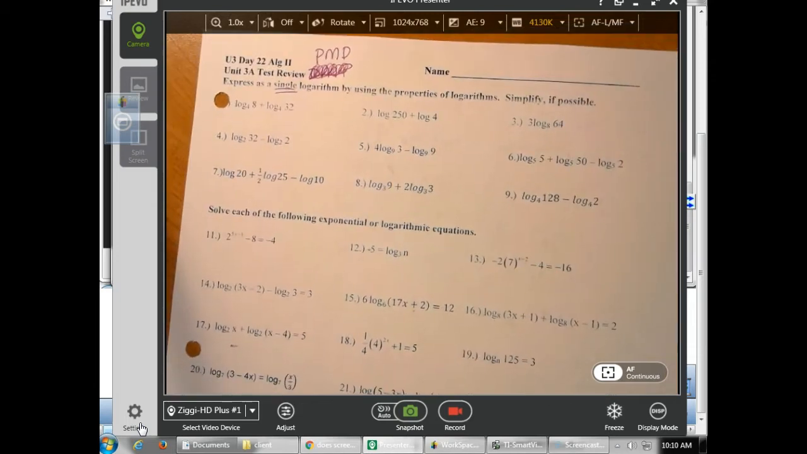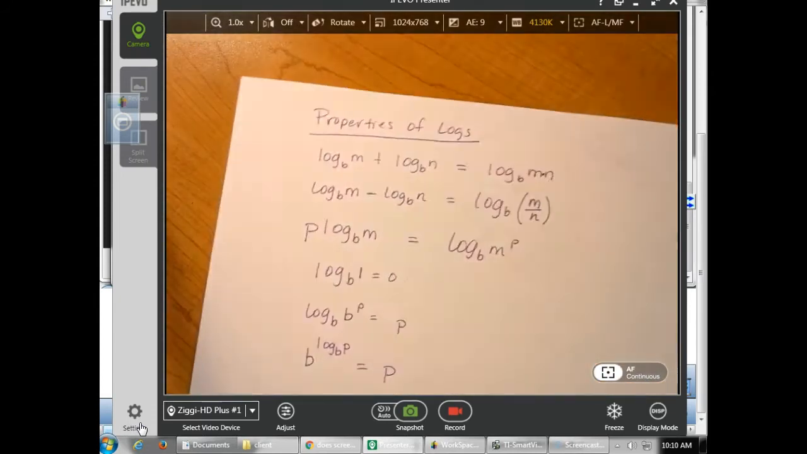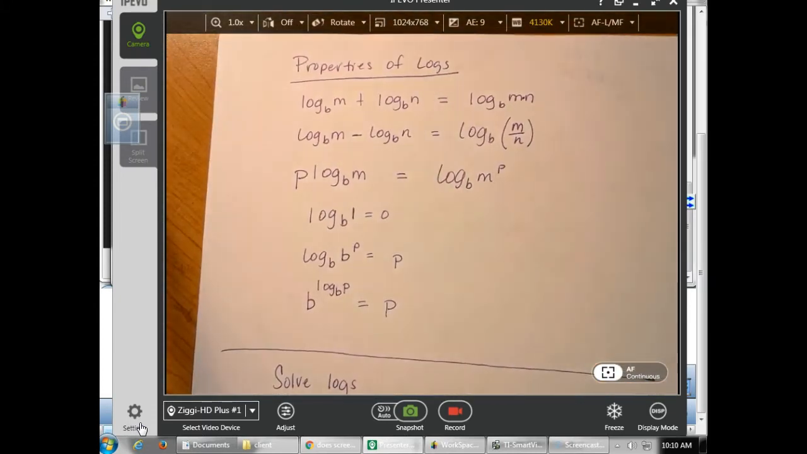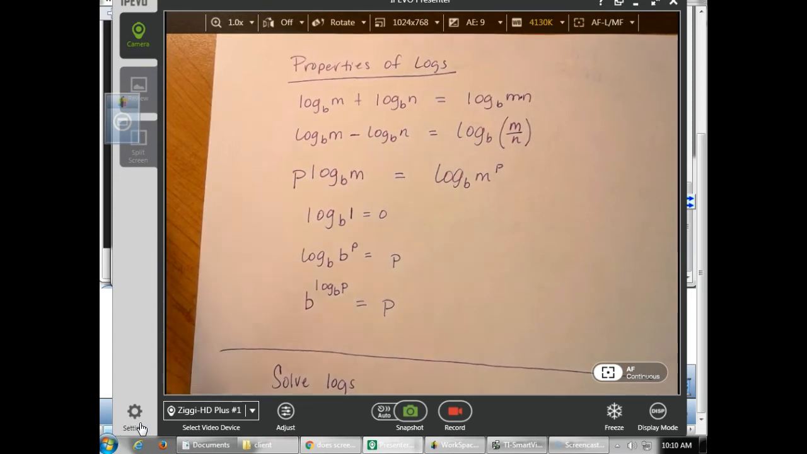Okay, this is the extra credit video that goes along with the extra practice I gave you in class today. I'm going to start by discussing, at a high level, all the different things that you need to know for the test. And the properties of logs I have here, I'll go through one by one.